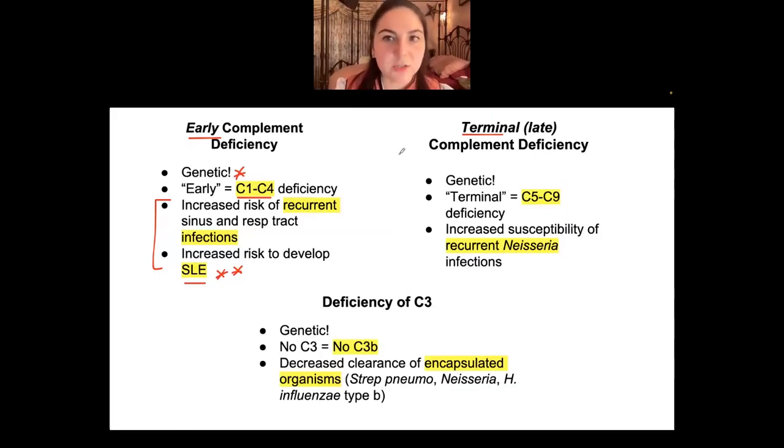A terminal complement deficiency, a late complement protein deficiency, is anything from C5 to C9. That's what is meant by terminal. It's later in the complement cascade. This is also genetic, and you're going to see increased susceptibility to recurrent Neisseria infections. Remember, I did say we needed C3b to opsonize your encapsulated organisms, which are strep pneumo, Neisseria, and Haemophilus influenzae. But you can also see just recurrent Neisseria infections if you have a terminal complement deficiency. I guess this tells you more about Neisseria than anything else. Clearly, you need the MAC complex to get rid of Neisseria infections.